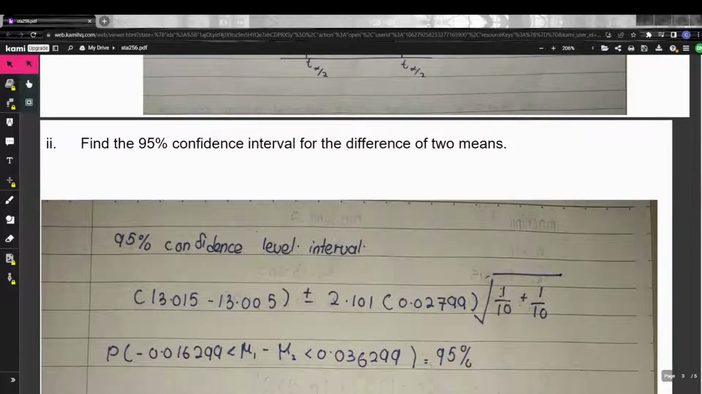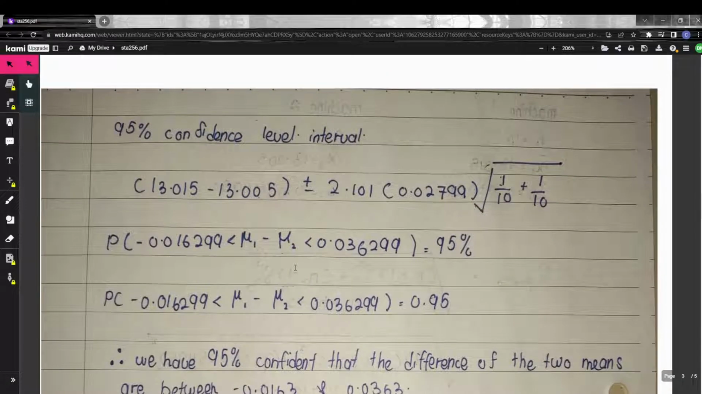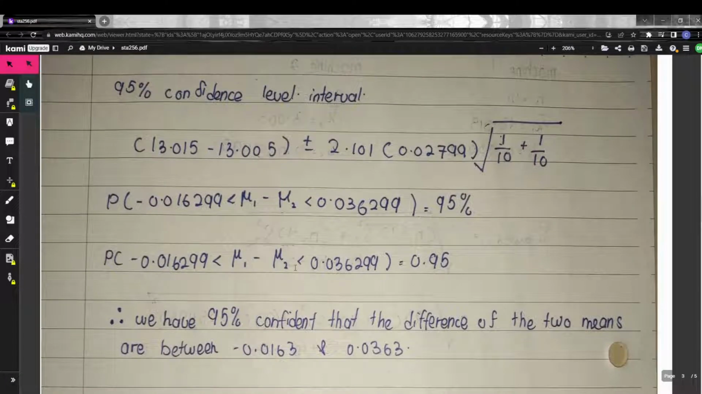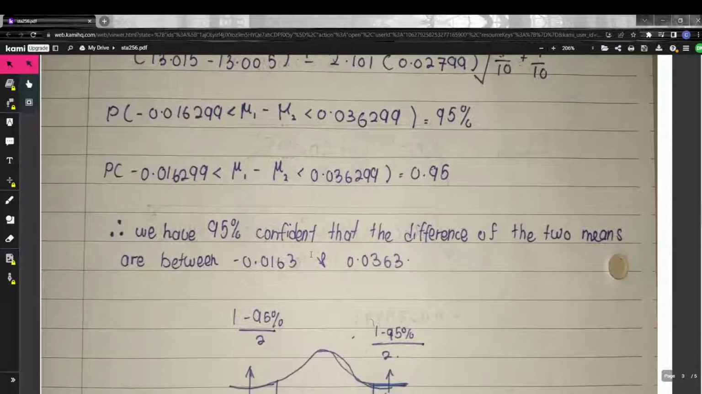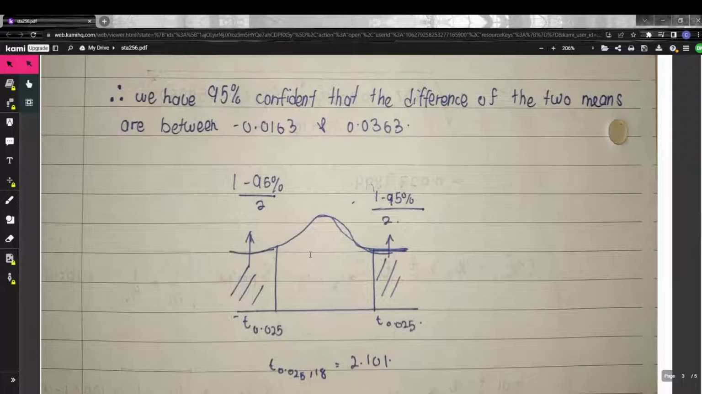For the next question, find the 95% confidence interval, and after the calculation, we conclude that we are 95% confident that the difference of the two means is between negative 0.0163 and 0.0363. And here is the graph from the question and the answer given.